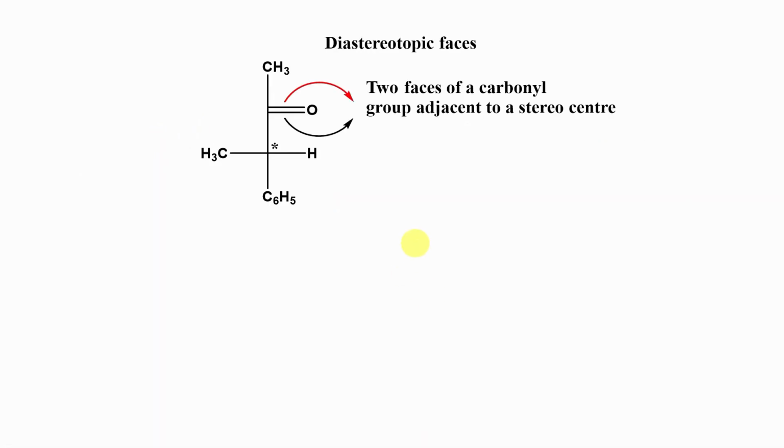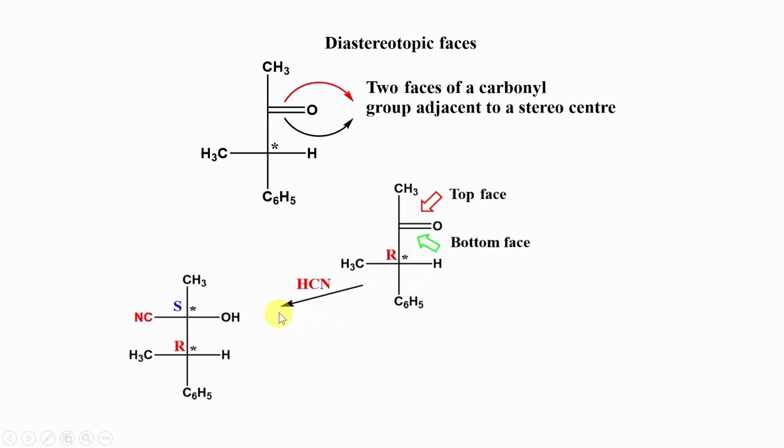Then let us see what are diastereotopic faces. We had seen that diastereotopic ligands are ligands attached to a carbon atom adjacent to a stereocenter. Similarly, in the case of diastereotopic faces, the two faces of the carbonyl group or a pi system are adjacent to a stereocenter. See, for example, this molecule.